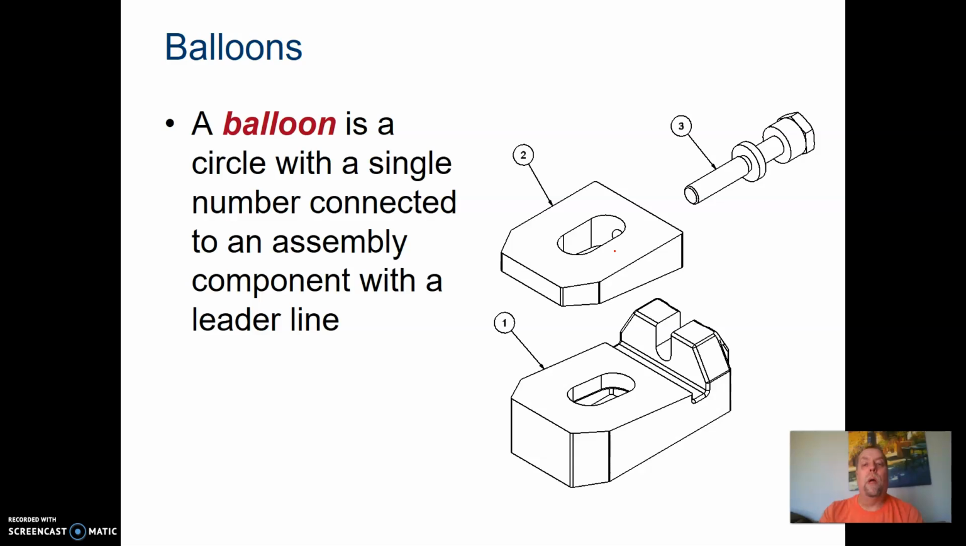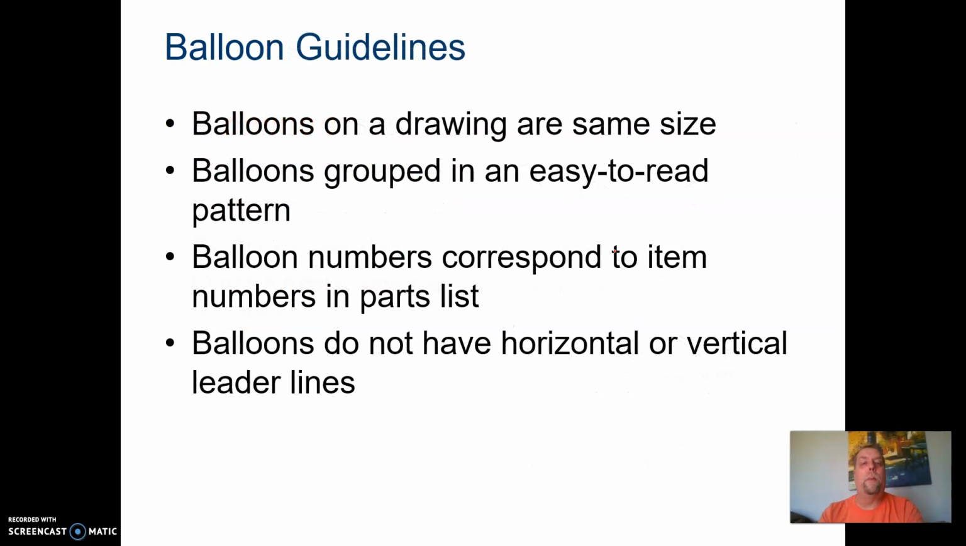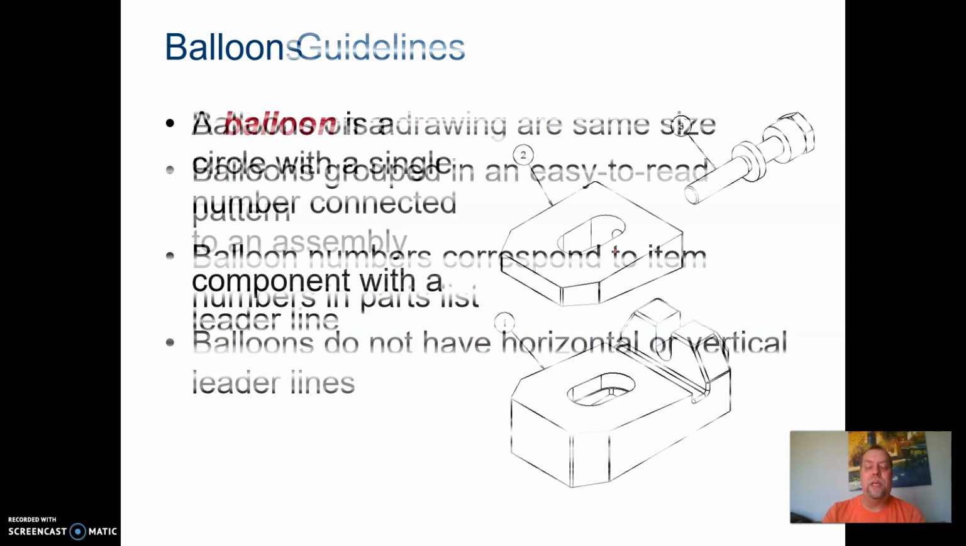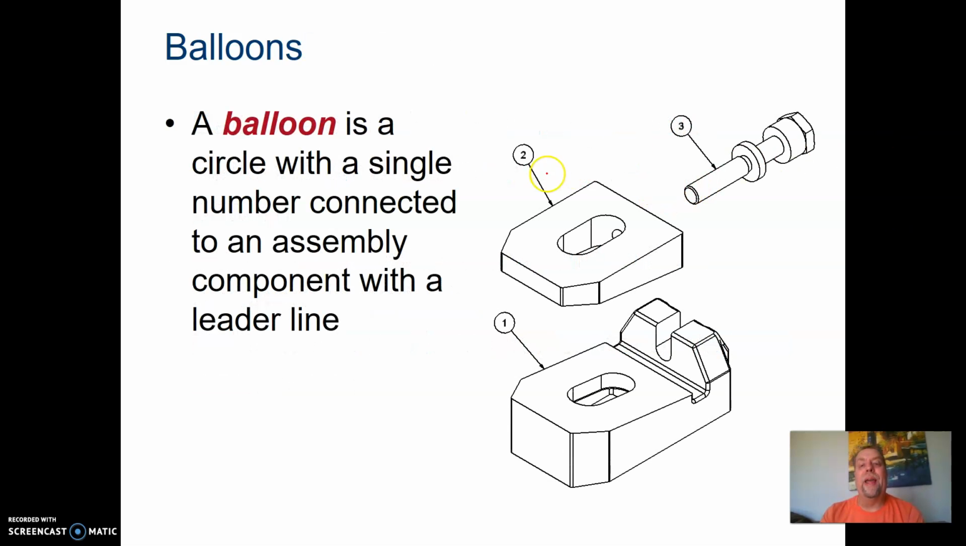It's done with a circle with a leader line going to the part that it's pointing out. Balloons on a drawing are always the same size. Inventor always does that. Balloons are grouped in an easy to read pattern. Try not to put them over each other, make it real easy to read. The numbers correspond to the item in the parts list, and the balloons do not have horizontal or vertical leads. You can see how these leaders are going off on an angle. There's nothing going straight up or straight to the right or left.